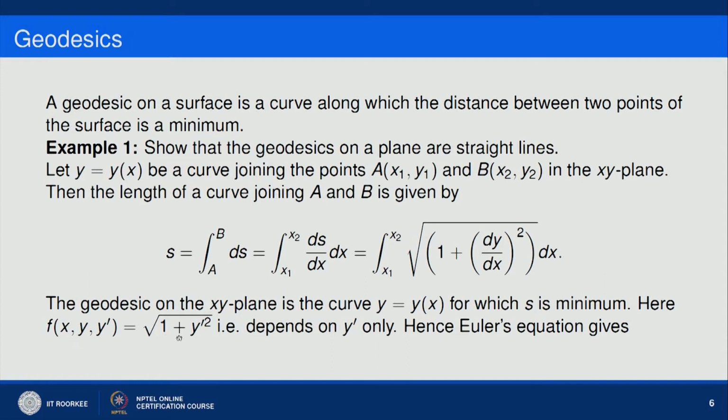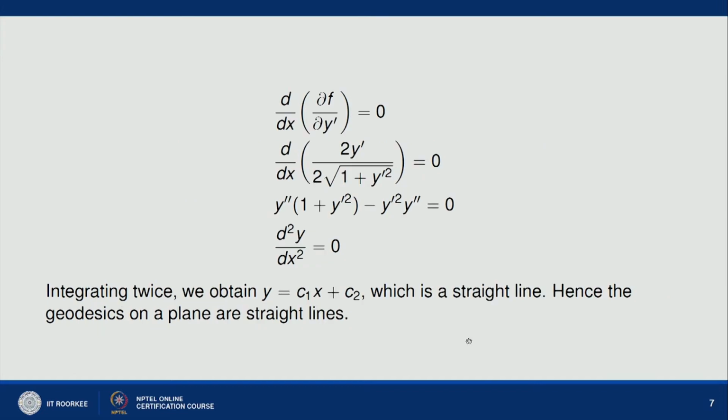The integrand is under root 1 plus y dash square, which is independent of x and y, or we can say it depends only on y dash, and hence we can use our sub case. The Euler equation is nothing but d by dx of del f by del y dash equal to 0. So here we can again pose this equation as del f by del y dash equal to constant, which we have discussed.